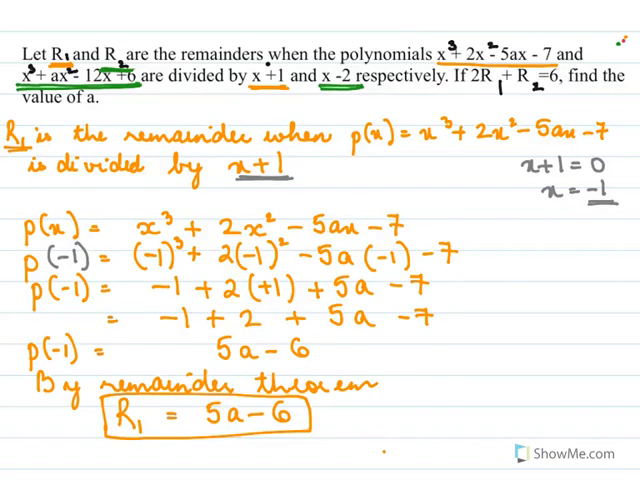Next part, they have given us 2R1 plus R2 equal to 6. So we are going to substitute the values of R1 and R2 in this equation. We found out R1 as 5a minus 6 and R2 as 4a minus 10.